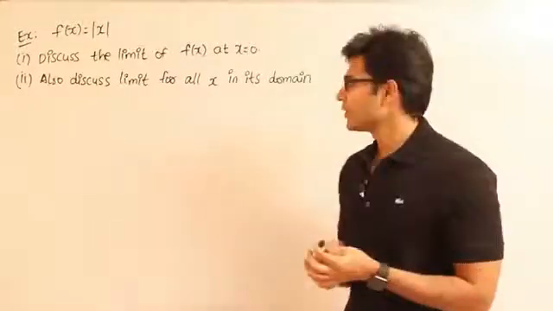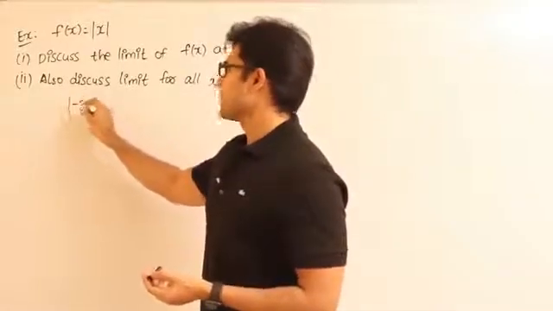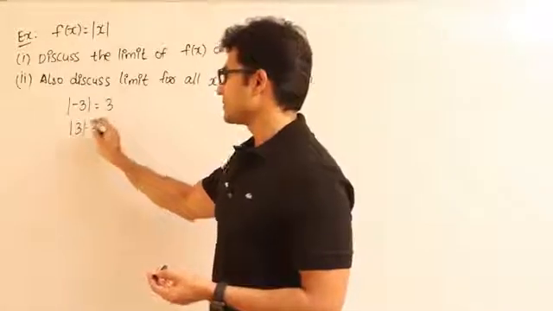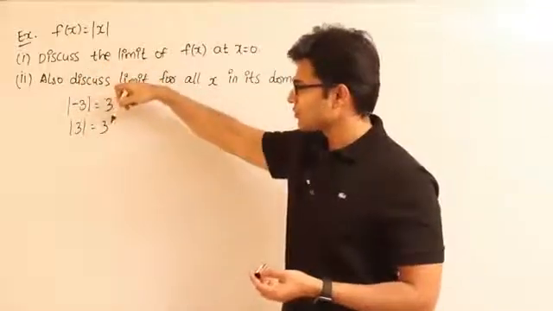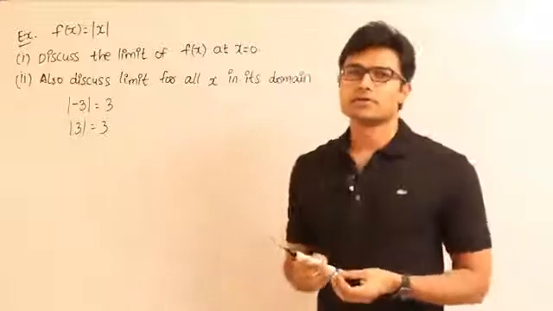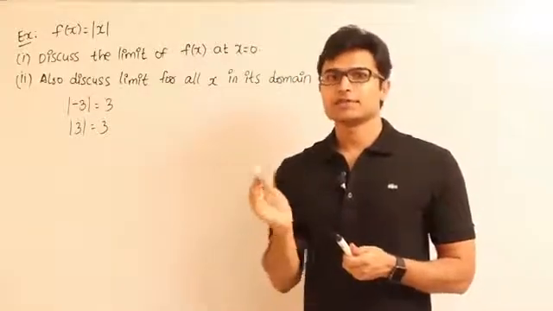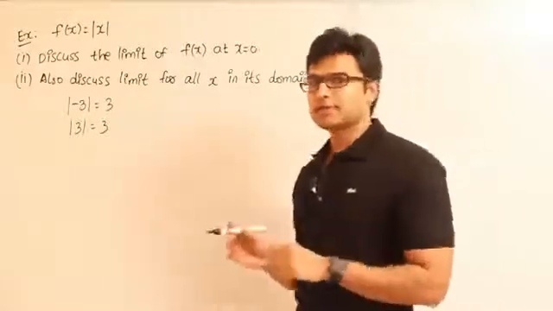For example, if I apply mod to -3, it is going to be +3. If I apply mod to +3, it is going to be +3, which means either you give a negative value or a positive value, the output is always going to be positive, and the output is equal to the input in terms of magnitude. Okay, that is the reason why this function is interesting. So let's write this definition of the function, and then we shall see why we have to analyze it here.